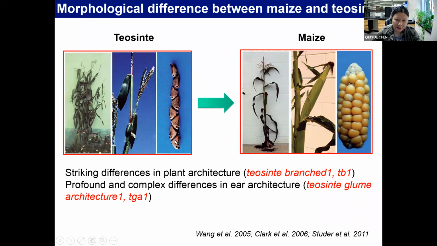And also there are profound and complex differences in ear architecture. The teosinte ear has only 2 rows, including 5 to 12 kernels, and each kernel is enclosed by a hard fruitcase, while the maize ear has at least 4 ranks and hundreds of naked kernels, and the kernels are attached onto the cob. This dramatic difference is mainly controlled by a gene called TGA1.